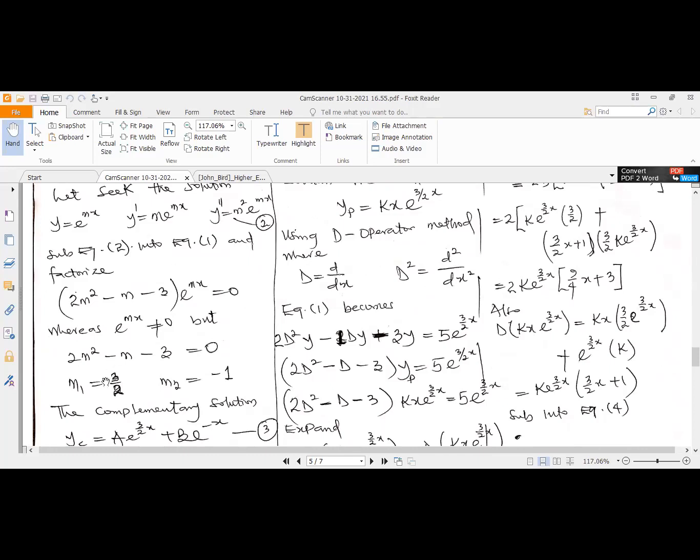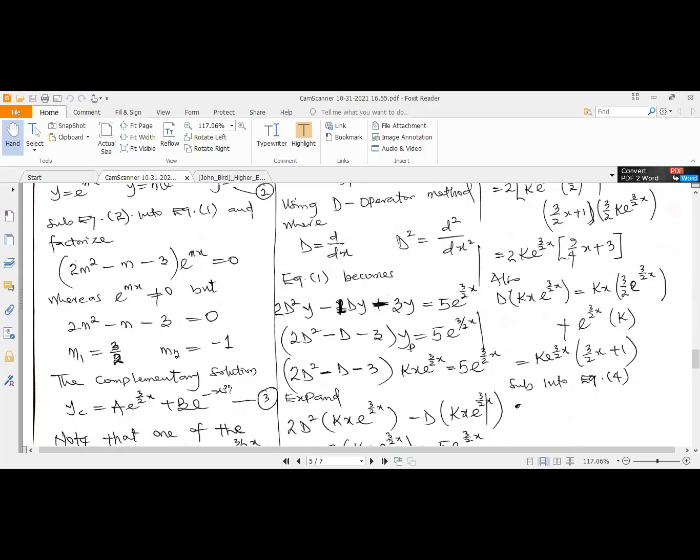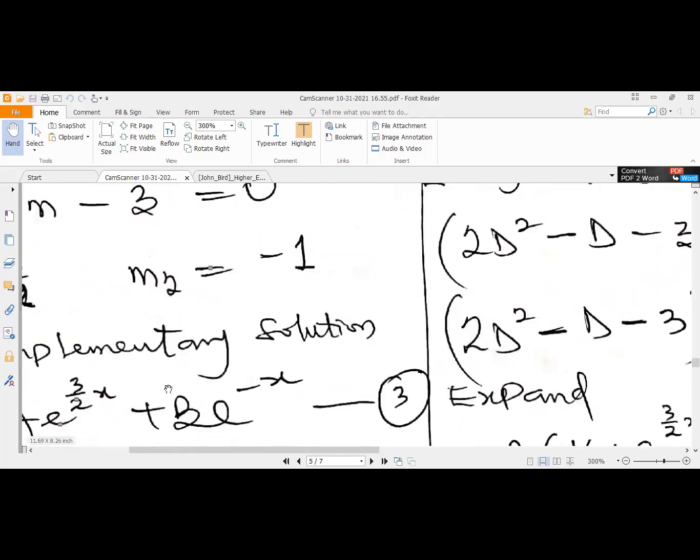In this problem, you have your M1 to be 3/2. You will have your M2 to be -1. Then what is the complementary solution now? The complementary solution will now give us A exponential 3/2x plus B exponential -x. This is my equation 3. But look at it. Now, you will notice something.